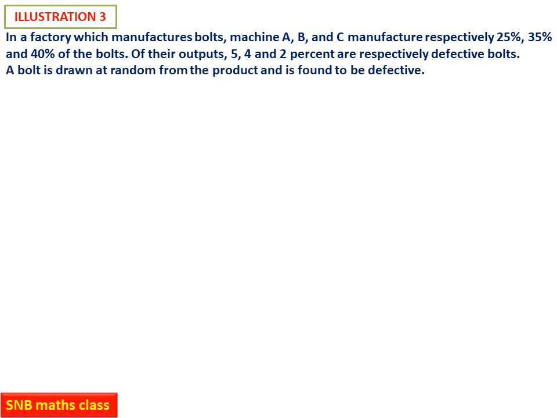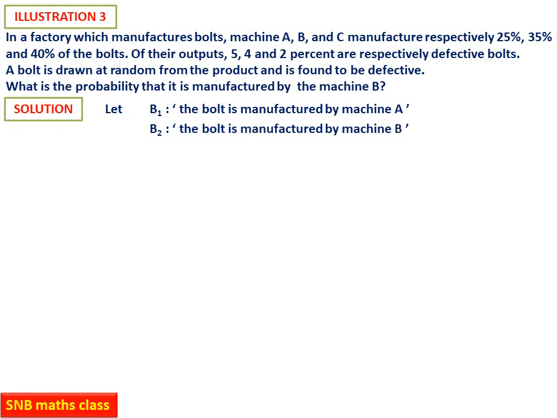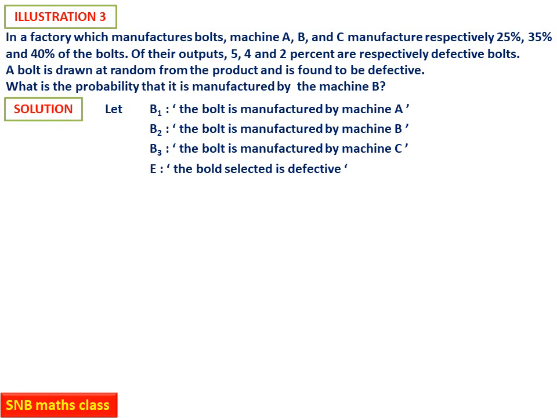Now, a bolt is drawn at random from the product and it is found to be defective. Now the question is, what is the probability that it is manufactured by the machine B? So let us write the events first. B1 means the bolt is manufactured by machine A, and B2 event means the bolt is manufactured by machine B, and B3 event is the bolt is manufactured by machine C. And E is the bolt selected is defective. E is the event.